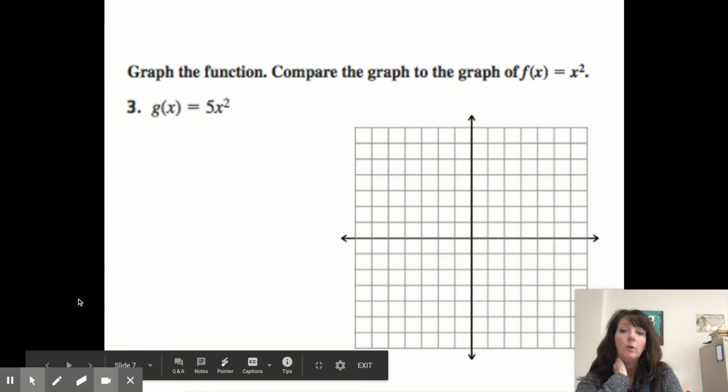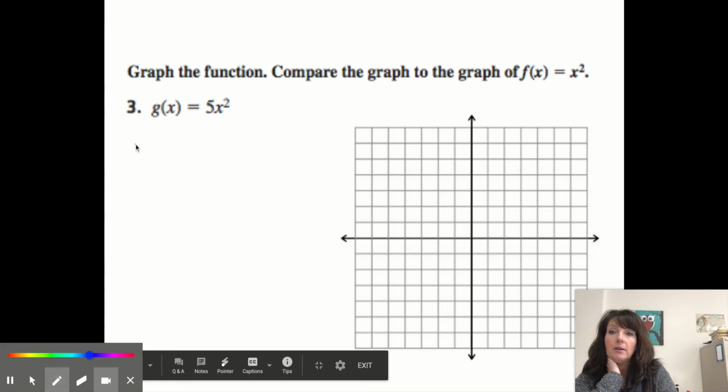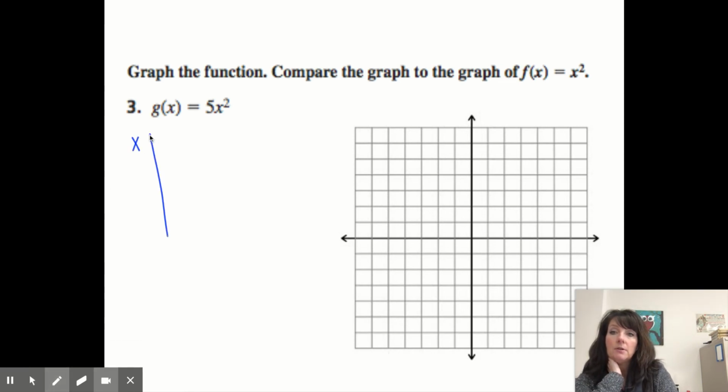All right, so we are going to go ahead and make a table of values. So we have our x values as our input, right? All real numbers. And g of x is our output. So let's just do -2, -1, 0, 1, and 2.